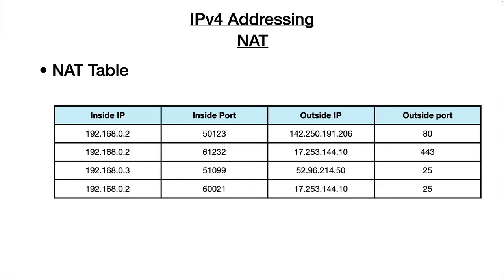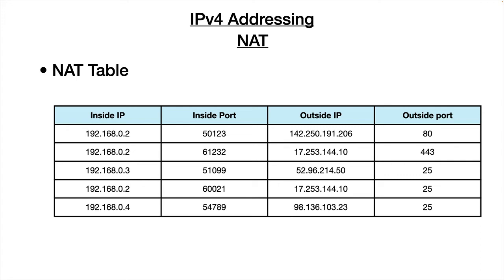0.2 has a conversation going on with 17.253.144.10, which is iCloud, on port 25. So this person is sending email through Apple iCloud. And then finally, machine 4 is carrying on a conversation with 98.136.103.23, which is Ymail, which is Yahoo Mail, on port 25. So it is sending an email. So a couple of web browsers, 3 different machines using 3 different mail services, all going on at the same time and being tracked by your router in its NAT table.